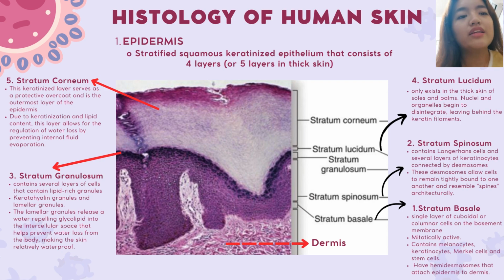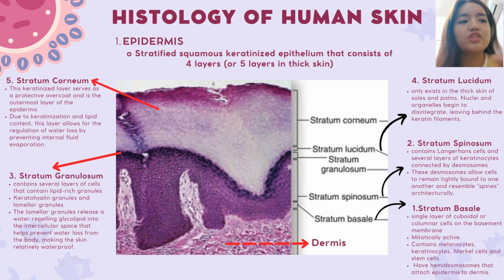Now, let's look at the histology part. First, we're going to look at the epidermis. The type of cell of the epidermis is stratified squamous keratinized epithelium that consists of 4 layers, or 5 layers in the thick skin. It consists of the stratum basale, stratum spinosum, stratum granulosum, stratum lucidum, and stratum corneum.